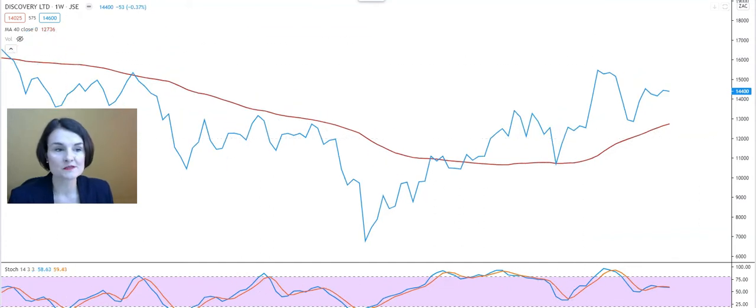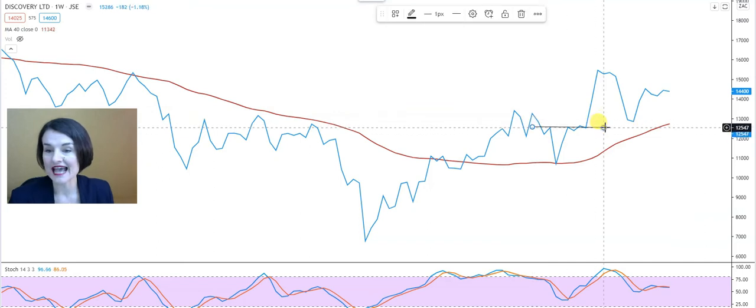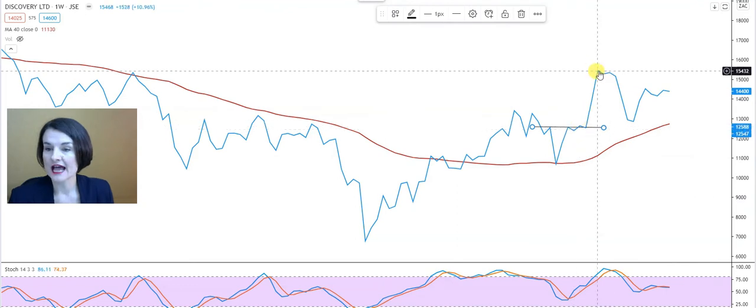There was also a small inverse head and shoulders formation that confirmed beautifully and has played out with the left shoulder, head, and the right shoulder. And that high there, closing price at 154.68, and a pullback.